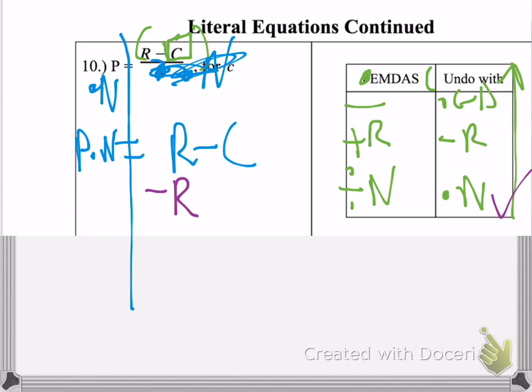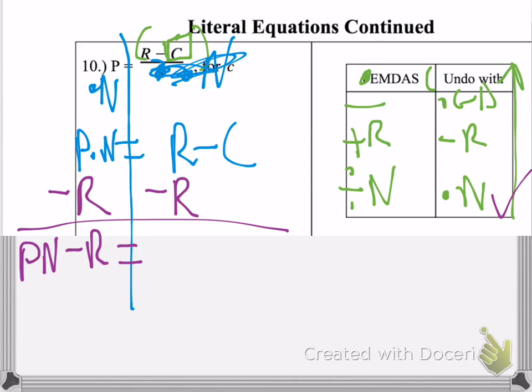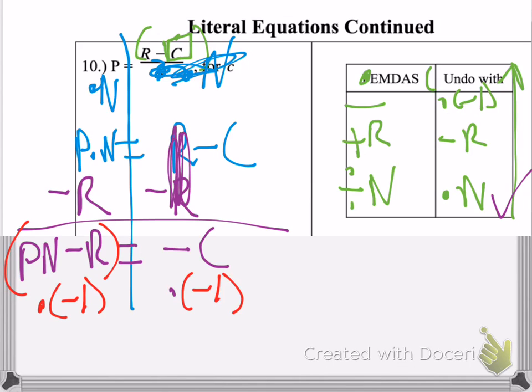So I'm going to subtract r from this side, which means I'm going to subtract r from this side. So pn, remember I don't want to write that times every time, minus r equals, well, r minus r is just 0. We still have negative c. That's the tricky part. So I'm going to multiply everything times negative 1. So negative c times negative 1 is now positive c.